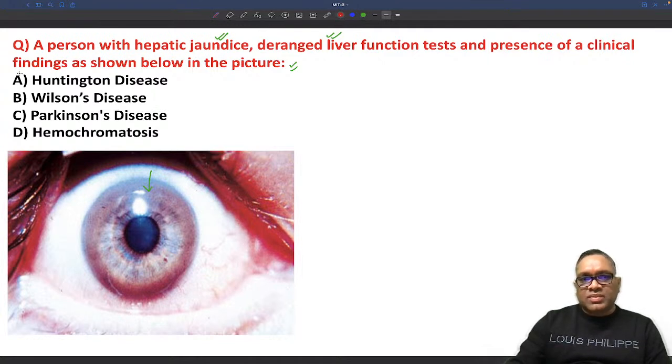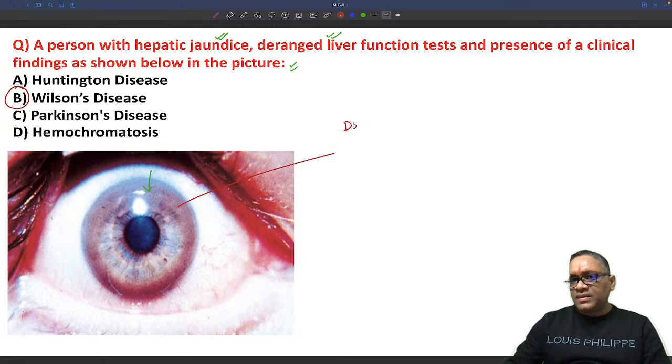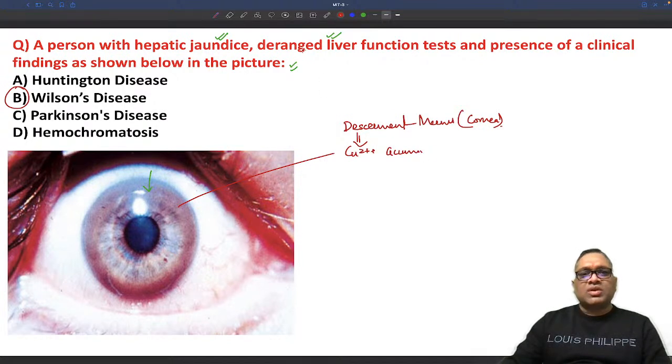So here your answer should be Wilson's disease, and what I'm showing you, these are the brown pigment in the eyes, and these are the pigment present in the Descemet membrane of the cornea, right? And what is this pigment? This is the copper accumulation. And what is this disorder? This disorder is Wilson's disease, right?